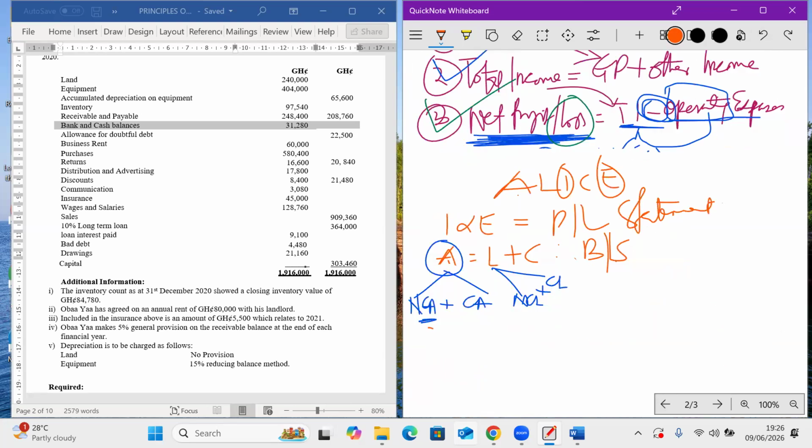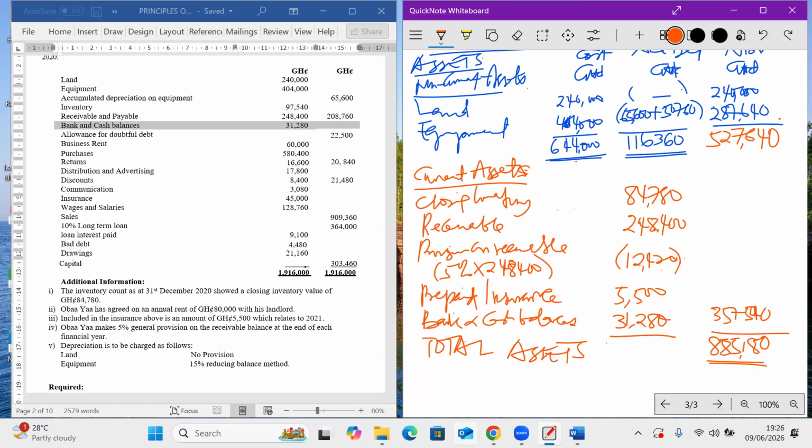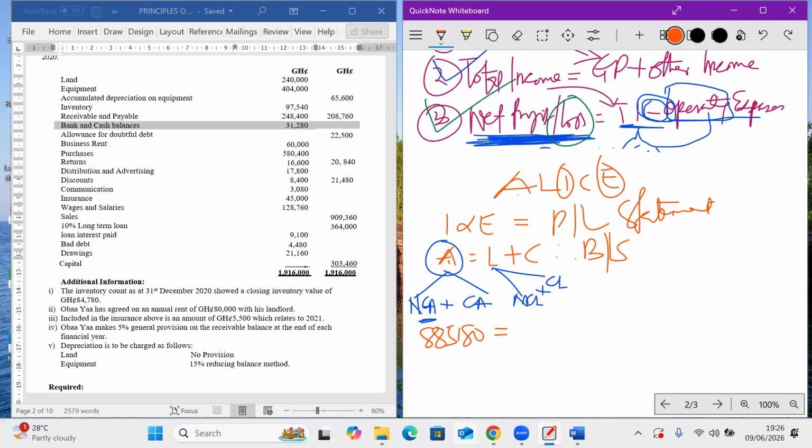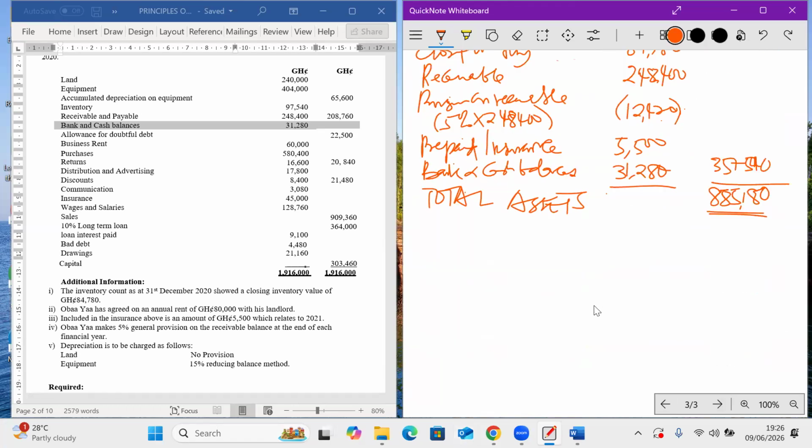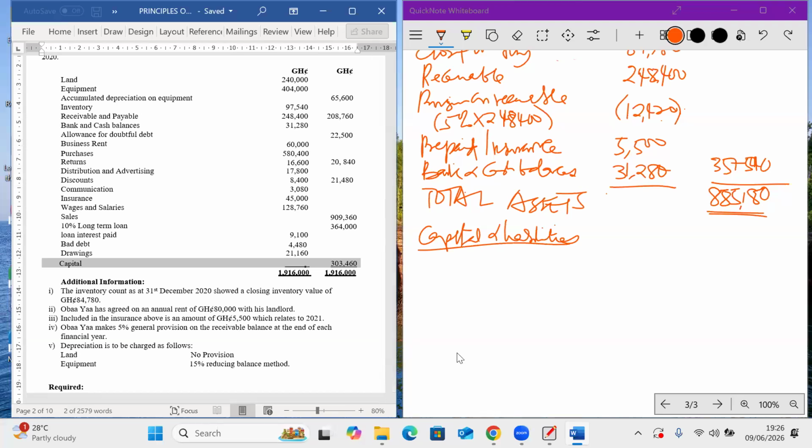So here, the assets, we have 885,180. Now, look at the accounting equation. What else are we left to find? We have to find capital and liabilities, right? Yes. So let's find the capital first. So I come down, then we say capital and write it in full. Don't write the 'and' as I've written it. And liabilities.